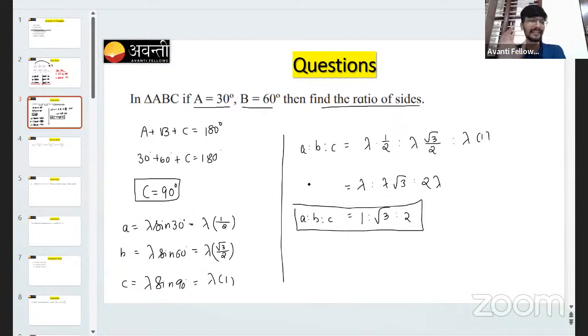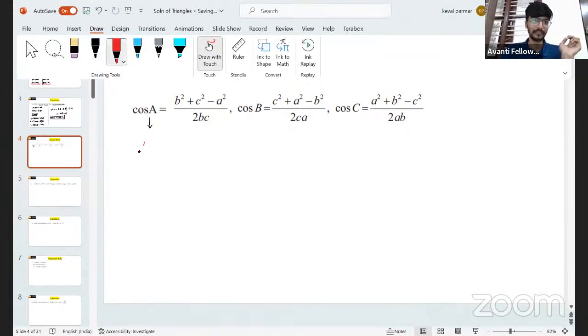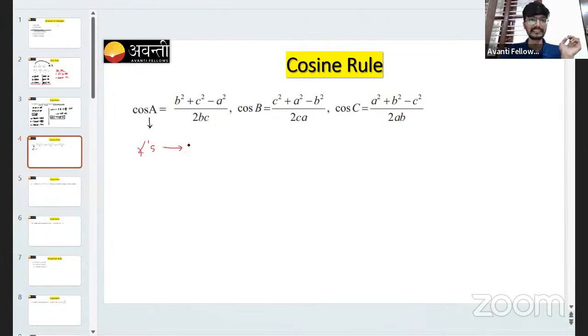This was a very basic example to get sine rule. Now let's move on to the next, which is cosine rule. The second one is cosine rule. How does cosine rule help us? As you can see, cosine rule helps us to convert angles to sides. Remember, sine rule helps us both ways, angles to sides and sides to angles. But cosine rule only helps us to convert angles to sides.